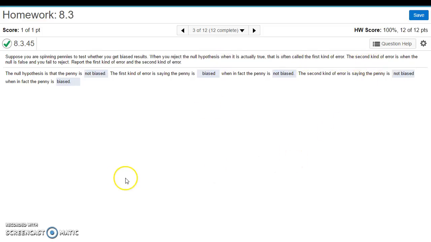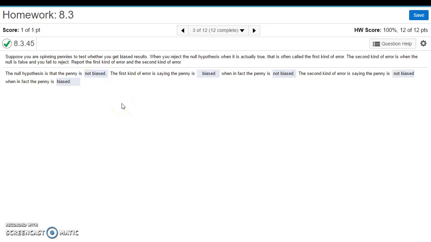And the second kind of error is the exact opposite, which is the null is false, but we fail to reject it. So even though it's false, we basically do not reject the null hypothesis. And again, this can get very confusing. So I would really suggest that you go over this homework problem until you understand it, or ask Dr. McHale for clarification. And the question says that the null hypothesis is that the penny is not biased.